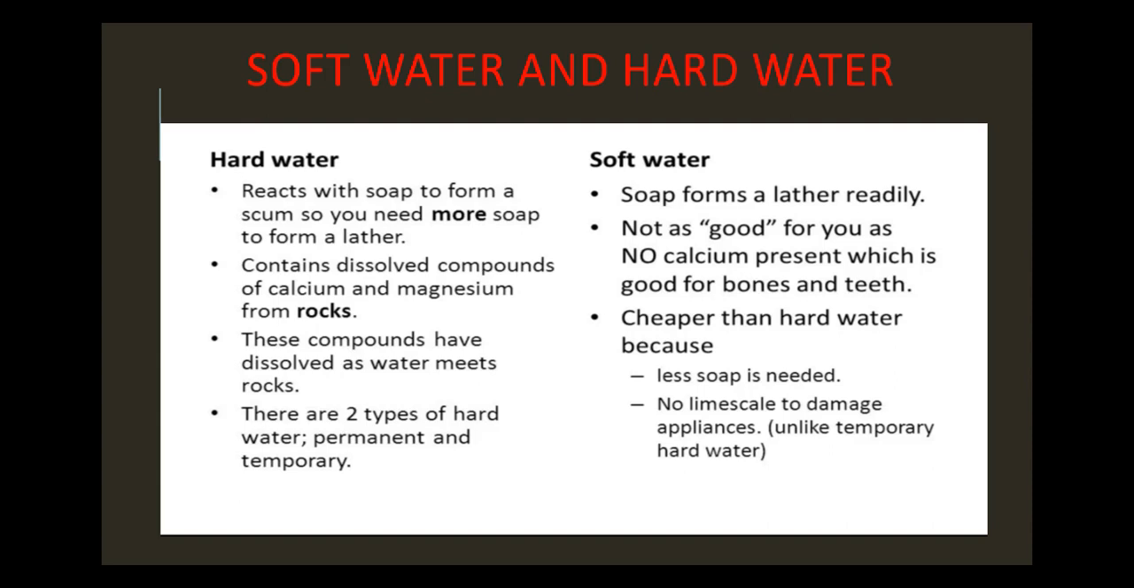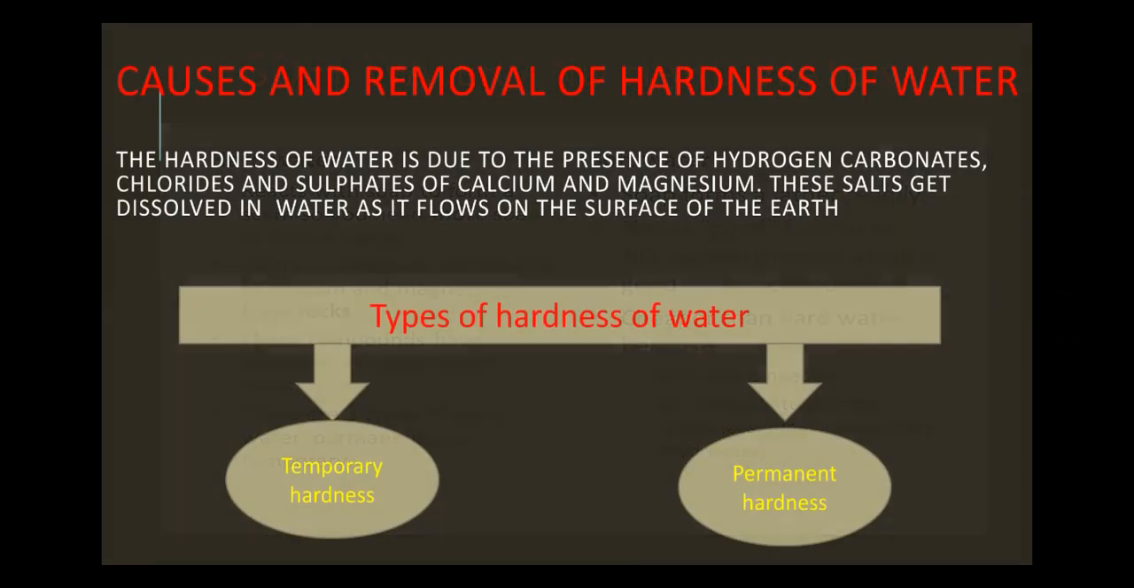When we use hard water, we can see that at some time the water forms a white scum or white scale on the utensils or on any surface. So this is the disadvantage of hard water because of the dissolved salt in it. So this is the comparison between soft water and hard water. Some disadvantages and advantages of soft water and hard water are also given in your book, so read it from there. Now, causes and removal of hardness of water.